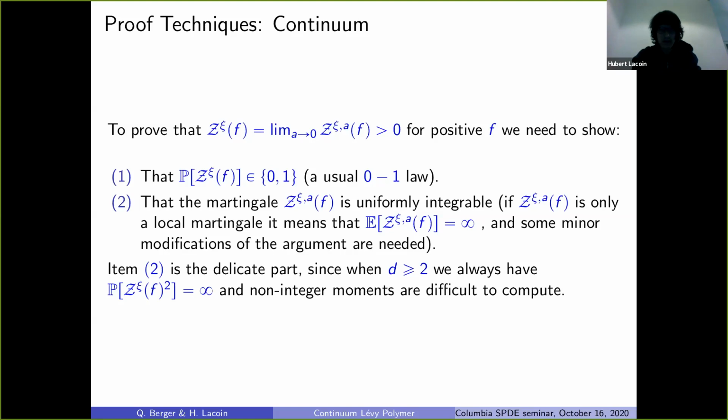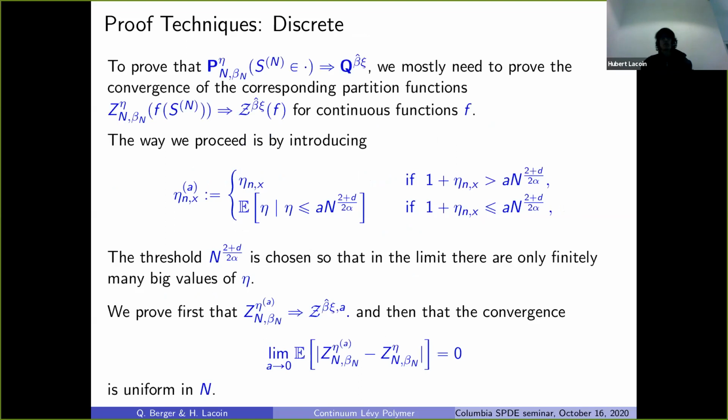So now let me just say something about the discrete model. One of the better ways to justify our approach with truncation is that we use this truncation approach to prove the convergence result. So what we did was to consider a discrete model which mimicked this truncation.